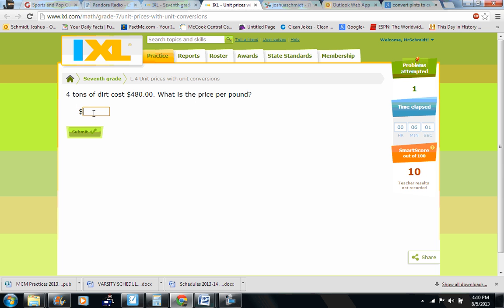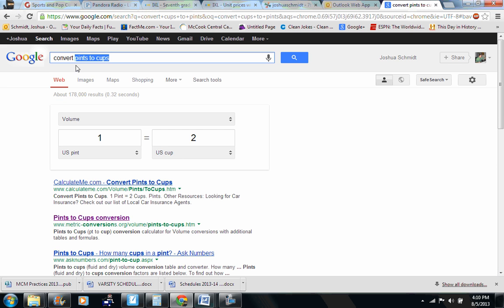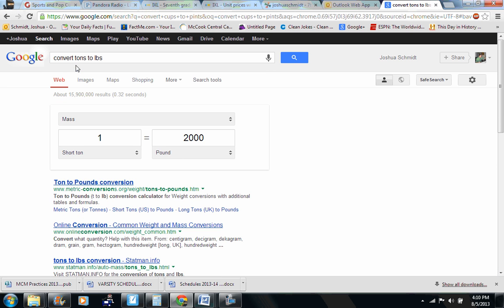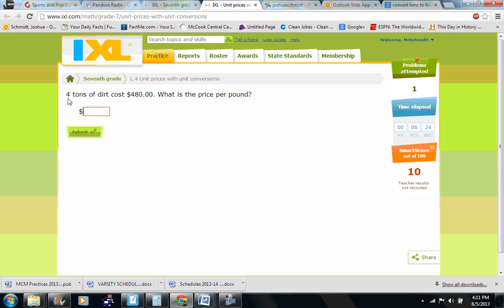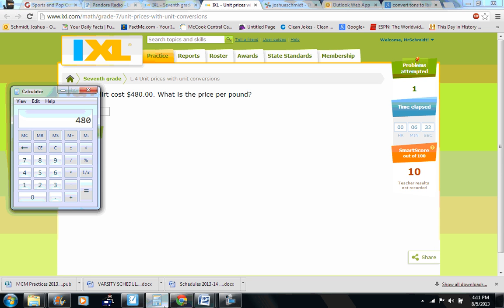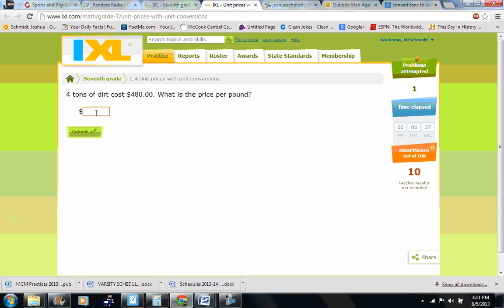There we go. So 4 tons of dirt costs $480. What is the price per pound? Well, I don't know how many pounds are in tons, so I'm going to convert tons to pounds. And it's 2,000 pounds is 1 short ton. So that means we have 8,000 pounds and $480. So I'm going to go 480 divided by 8,000, which is 0.06, so 6 cents per pound.